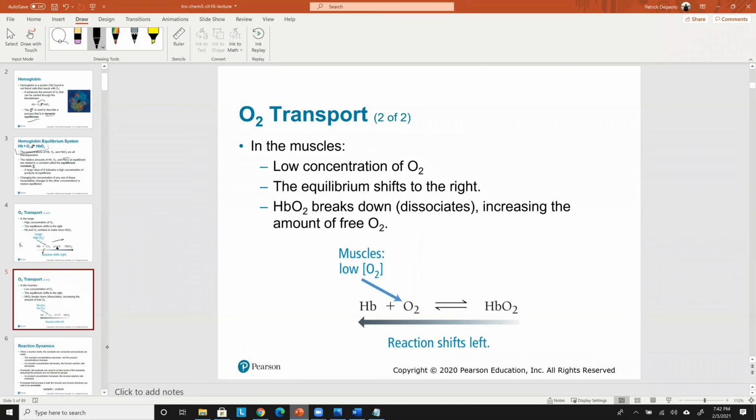But if you look at the muscles, the muscles have low oxygen concentration. That's basically removing oxygen from this equilibrium, because all of it is used up by aerobic respiration. So to replenish that oxygen in the muscles, the reaction will shift towards the left, meaning the reverse reaction will take precedence, and the oxygenated hemoglobin will break down and release its oxygen into the muscles, which will increase the amount of O2 until equilibrium is reached. So it's, again, a teeter-totter.